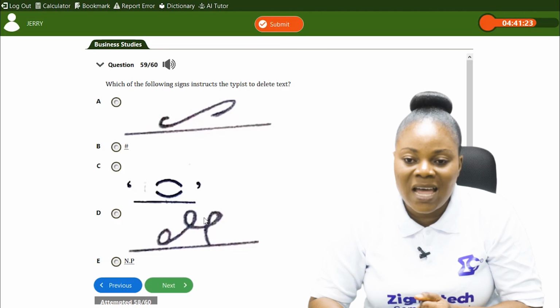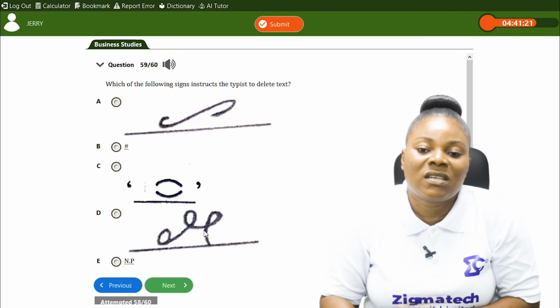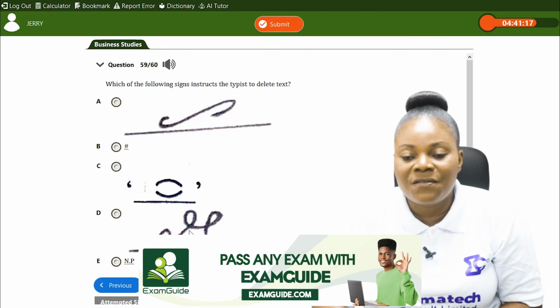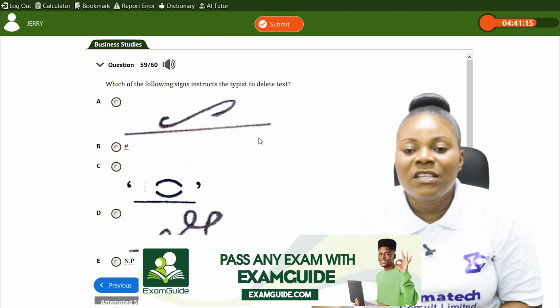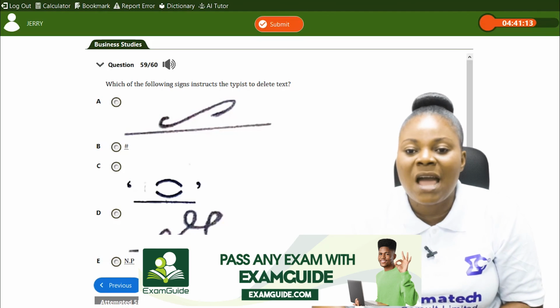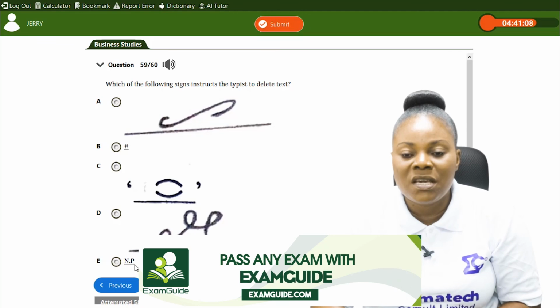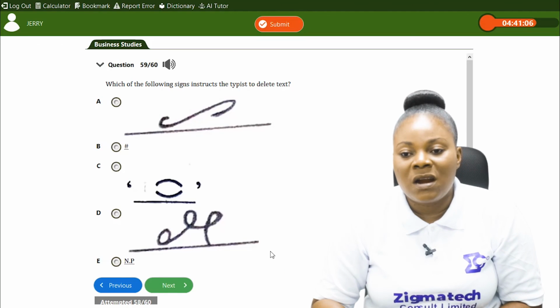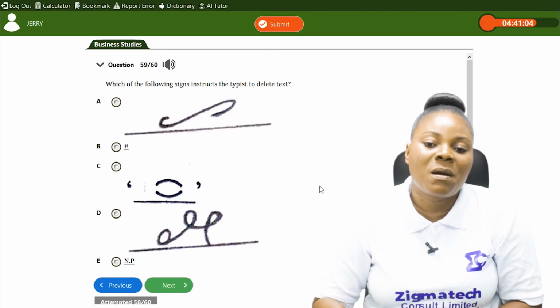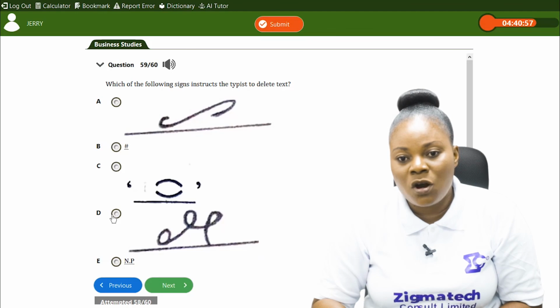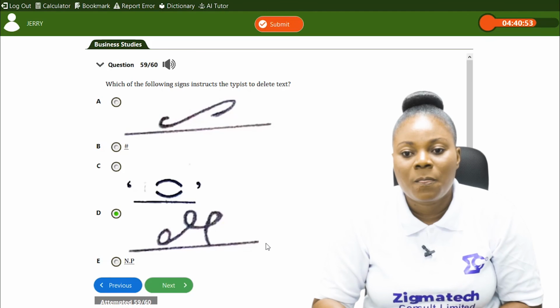Option D, looking at this sign, is what gives us the correct answer. This correction sign shows delete. When you see this sign in front of a word or a letter, you are expected not to type such word or letter. While option E, NP, means new paragraph. If you are expected to move to a new paragraph, then NP will be used to give you such instruction. The correct answer here is option D, delete.